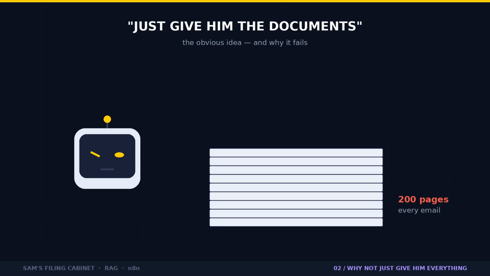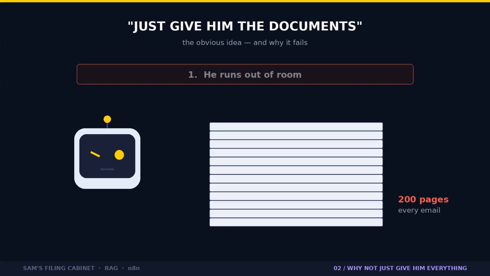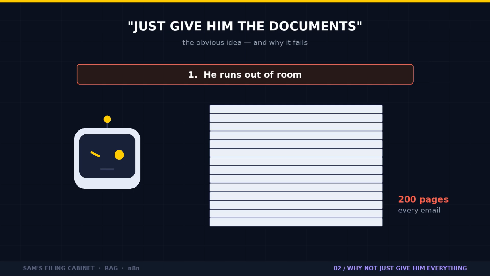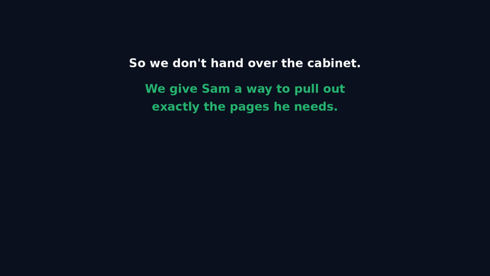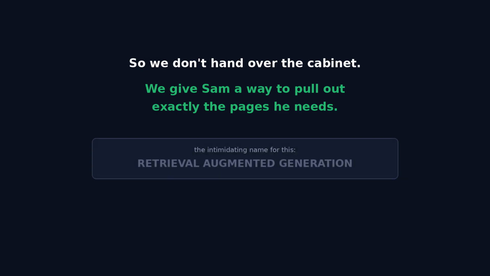And that fails for a very practical reason. Sam can only hold so much paper at once. Every model has a limit on how much text it can look at in one go. Hand him a 200-page handbook for every single email, and two things happen. He runs out of room, and you pay for 200 pages of reading on every reply, even when the answer was one sentence. So we don't give Sam the whole cabinet. We give him a way to pull out exactly the pages he needs and nothing else.